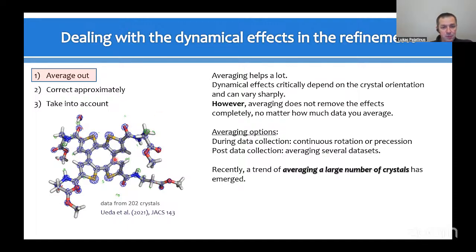Nevertheless, you can get very nice data. This is an example of a structure solved from data combined from 202 crystals, quite a lot, but the structure is very nice, including hydrogen atoms. And of course, you can get nice results with less than 200 crystals.